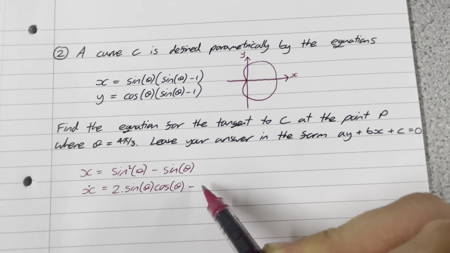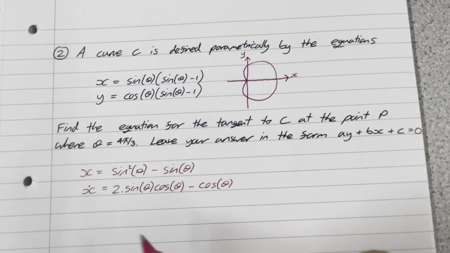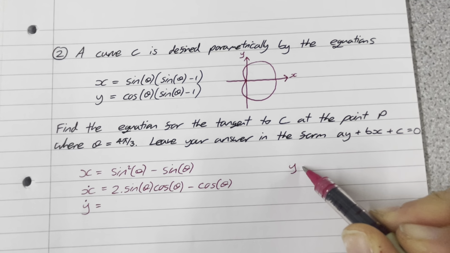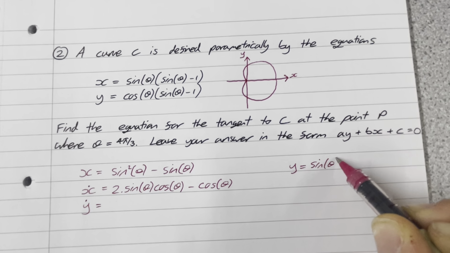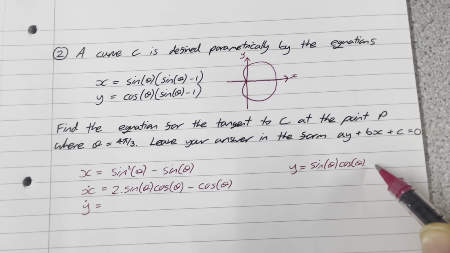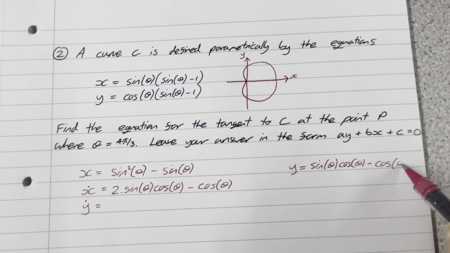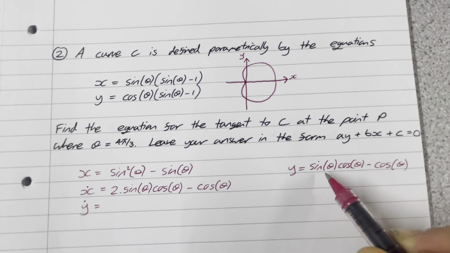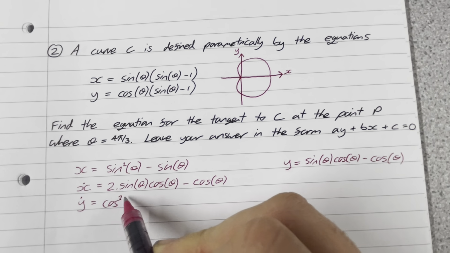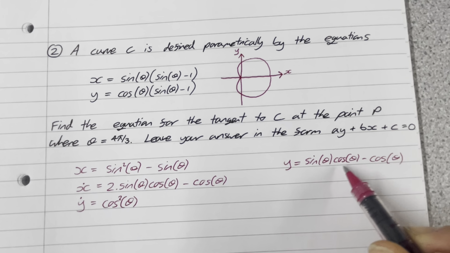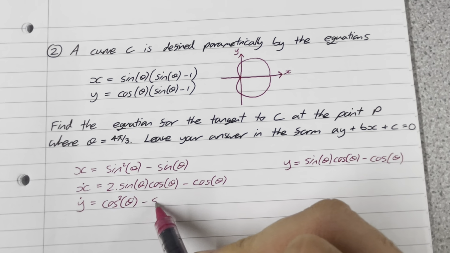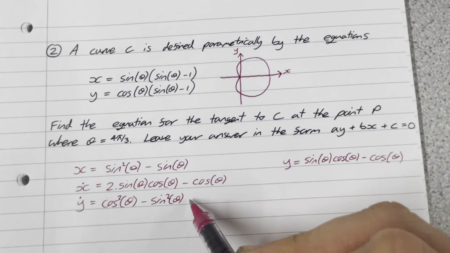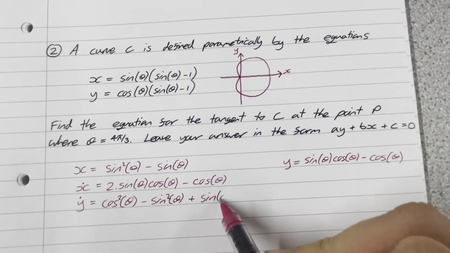And then sine differentiates to cos, so it's going to be minus cos theta. And then y dot, I need y first. We've got sine theta cos theta minus cos theta. So this time I do need the product rule on that. So I'm going to do this times the differential of that, which is cos times cos, so that's cos squared, plus that times differential of this, and sine theta times minus sine theta is minus sine squared. And then the cos will differentiate to a minus sine, so that becomes positive sine theta there.